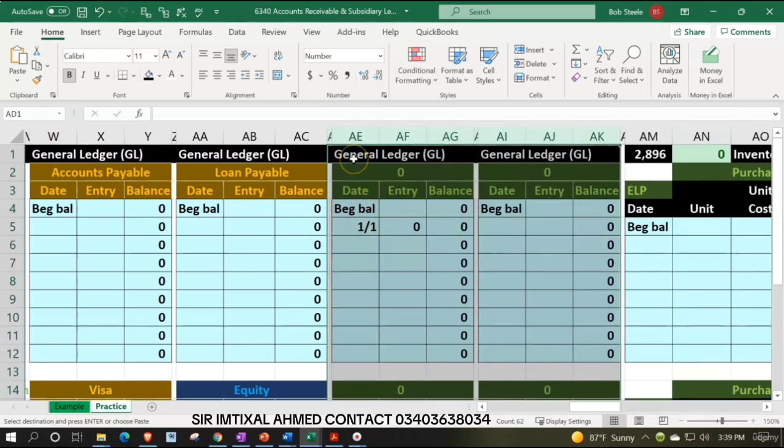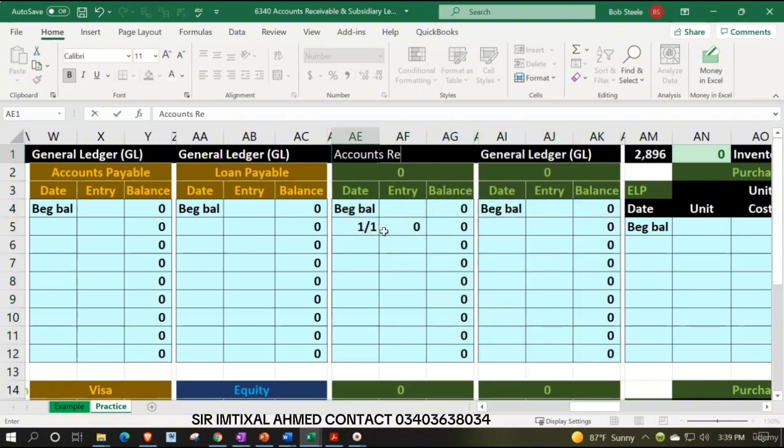So now it's not going to be a general ledger up top. It's going to be the accounts receivable subsidiary ledger, which in accounting software might be a report, right? It would be something like the accounts receivable aging report, or the accounts receivable summary and so on.